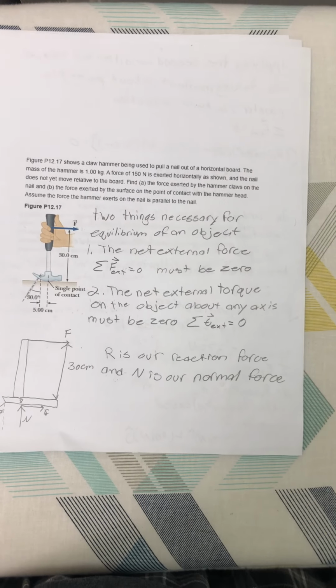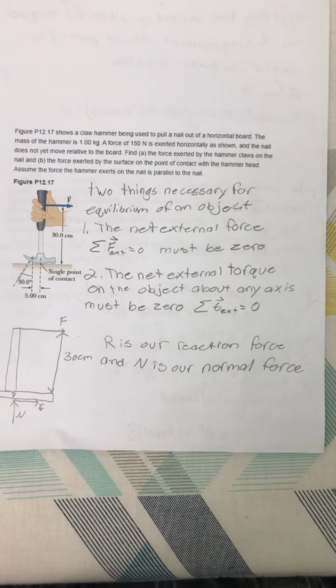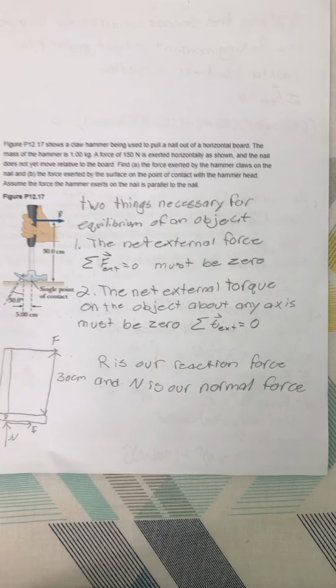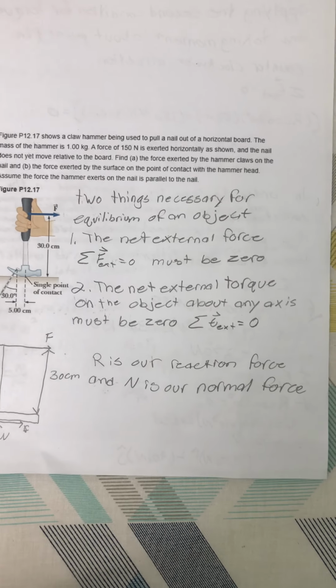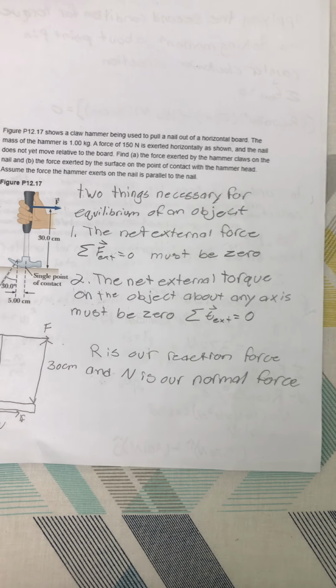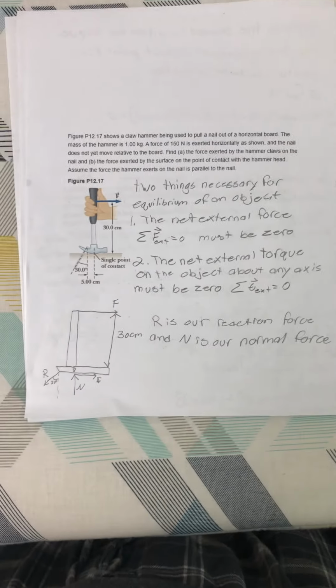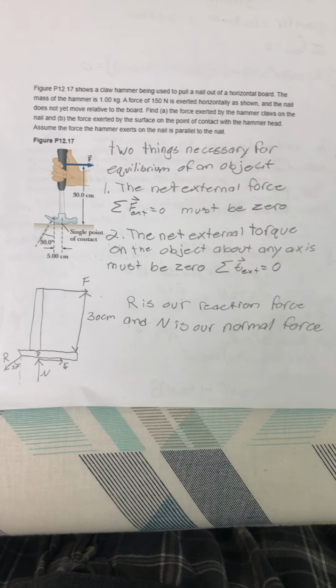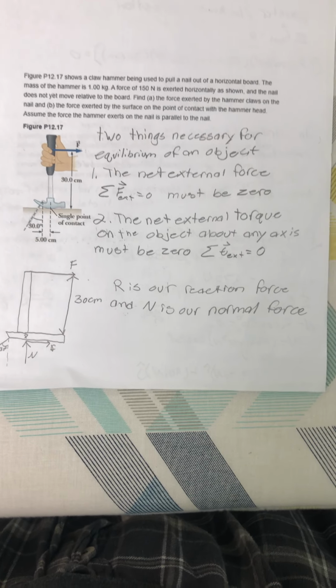So two things for equilibrium of an object. One, the net external force must be 0, and two, the net external torque on the object about any axis must be 0 as well. So we have a little diagram. R is our reaction force, and N is our normal force. And then moving on to calculations.